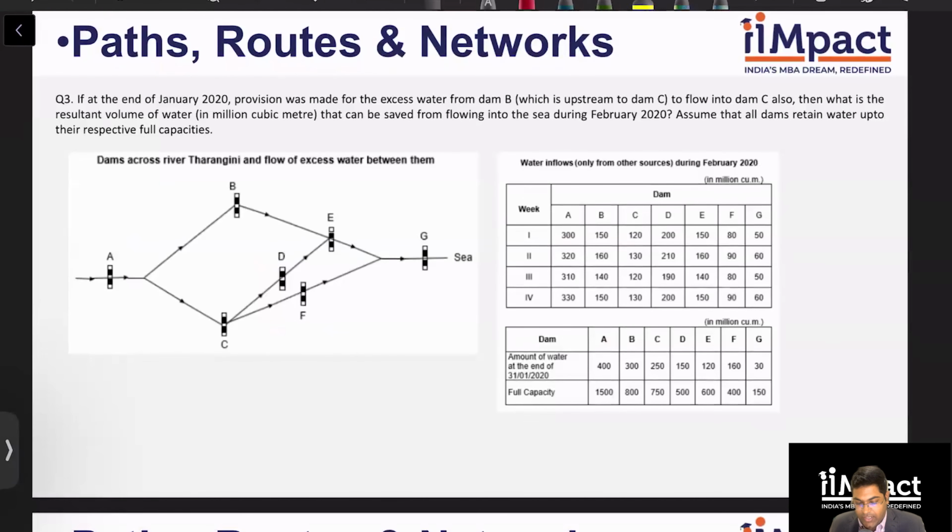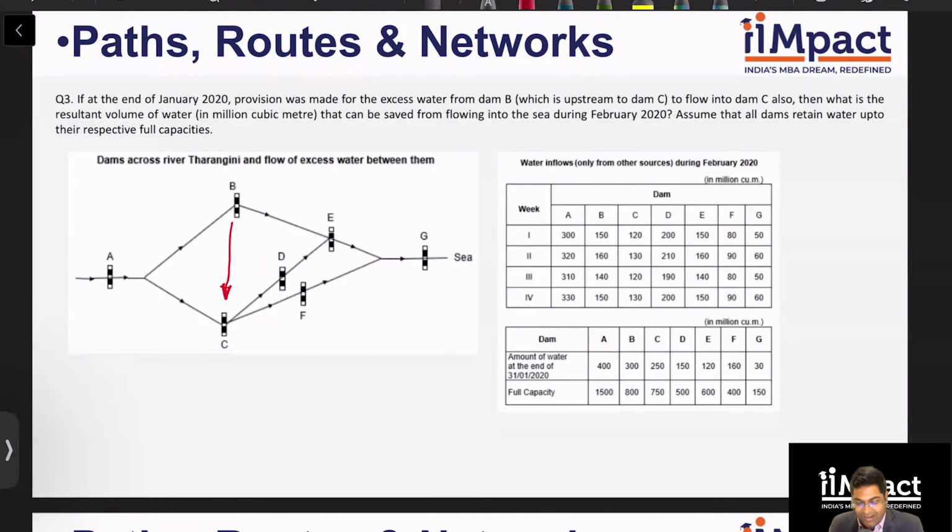Question number 3. If at the end of January, provision was made for excess water from dam B to flow into dam C. So there was a pipe made over here. Then what is the resultant volume of water that can be saved from flowing into the sea during February? Assume that all the dams retain water up to their full capacities.